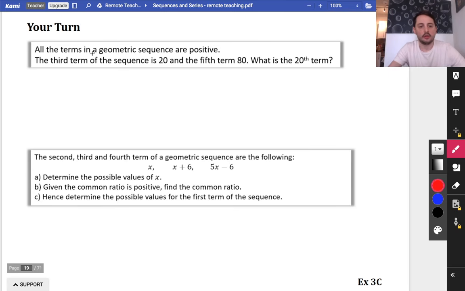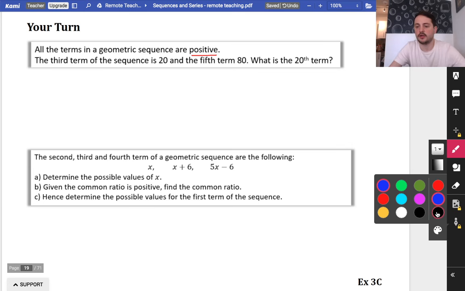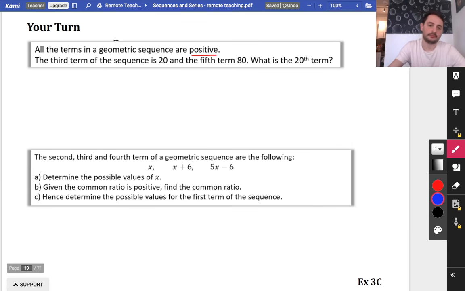Okay, so it says all the terms in a geometric sequence are positive. That just helps us if we have to take any square roots, so we know whether we're going to take the positive one or the negative one. The third term of a sequence, so u3, is 20, and the fifth term is 80. What is the 20th term?